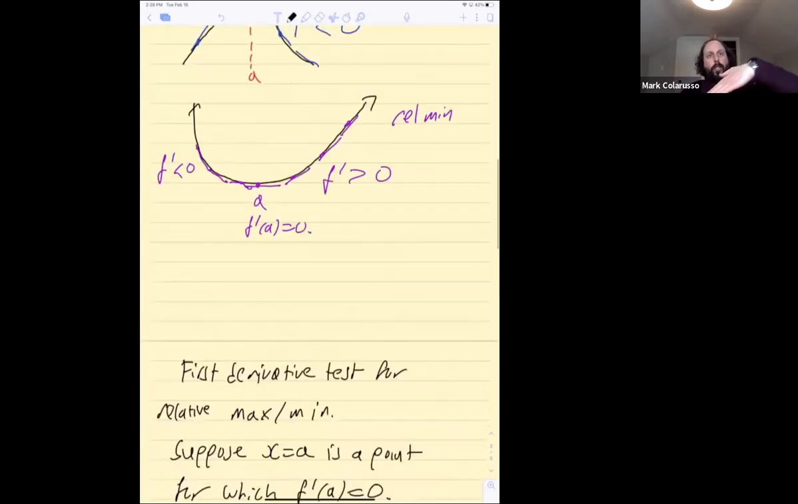You're walking down into the valley, you're walking downhill, the slopes are negative, they get less and less negative as you get to the bottom. At the bottom, it's flat and you start climbing back up, getting steeper and steeper on the other side. So f prime goes from negative to positive.